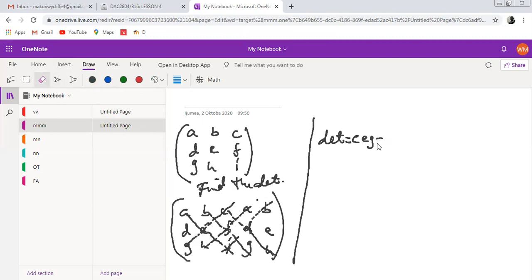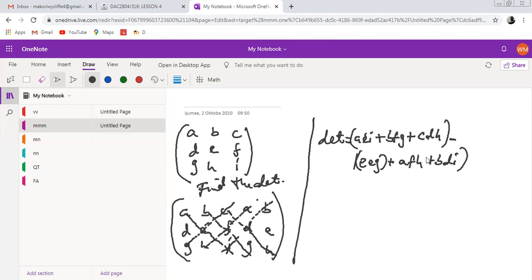What we need to do first is start with the main diagonals, which are these ones. These are A, E, and I. Those are the main diagonals: A times E times I, plus B times F times G, plus C times D times H. You add all those, then you subtract the products of the others. This is CEG, plus AFH, plus BDI. You add all those, and you get the difference of the first bracket and the second bracket. That is going to give you the determinant.